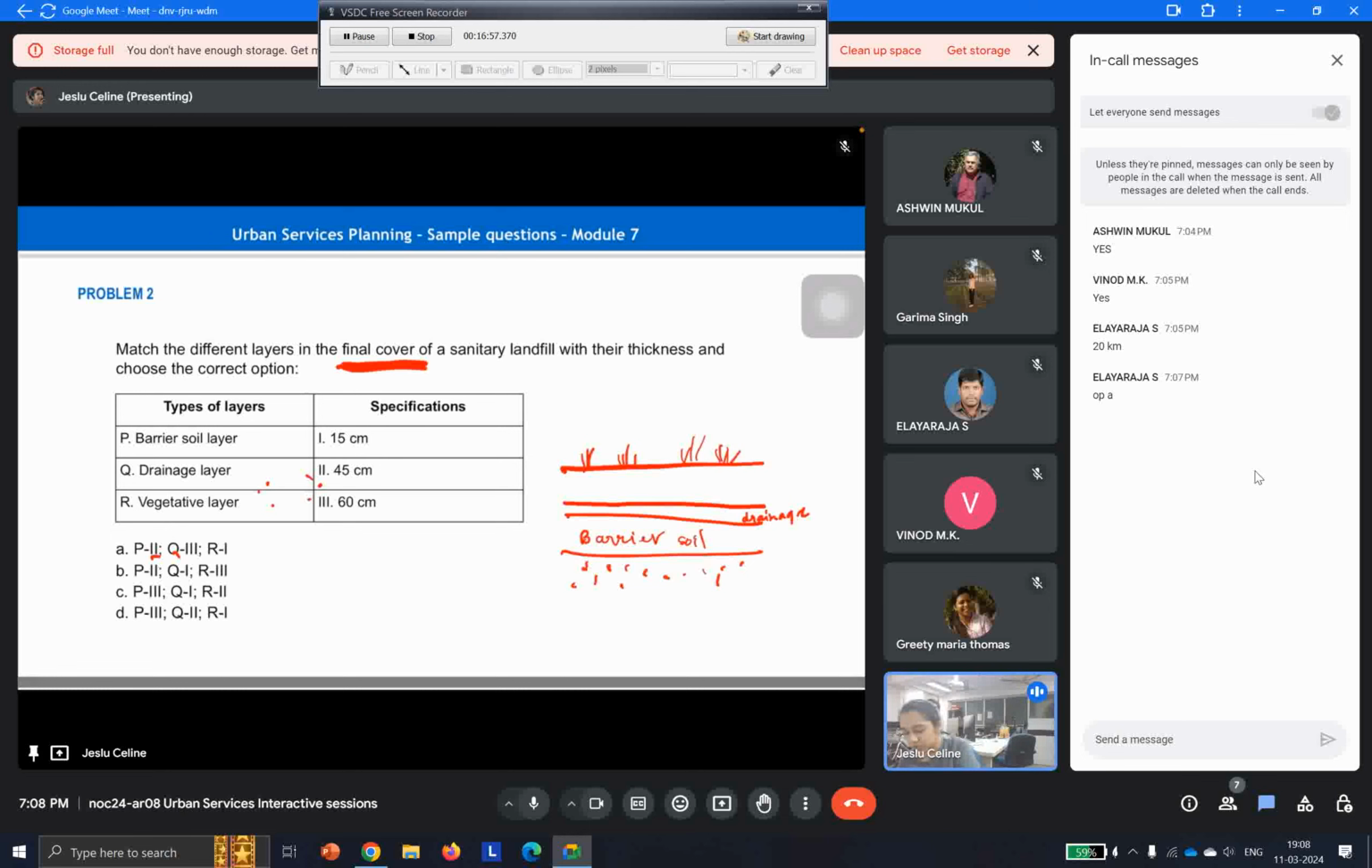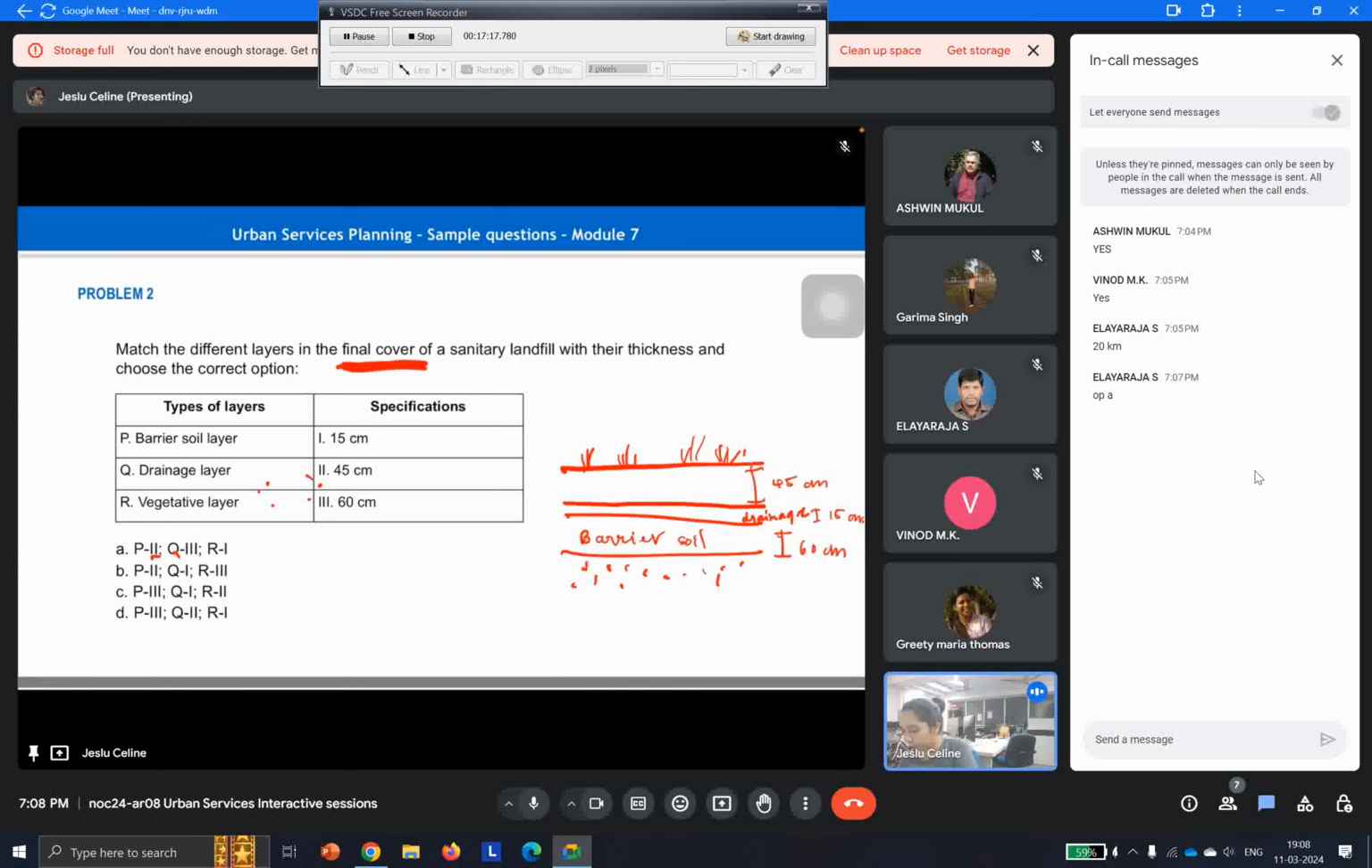So now the barrier soil is usually about 60 centimeters because we need a thick barrier. And then the drainage, you need a very thin drainage line because whatever water comes, it needs to go out, and you don't need a very thick drainage line. So that is usually given as 15 centimeters. And then the vegetative cover is given as 45 centimeters.